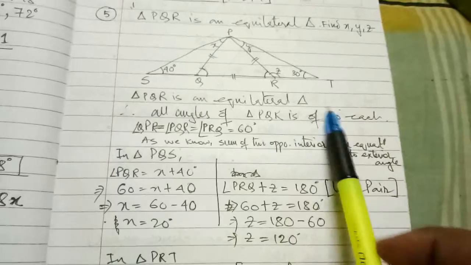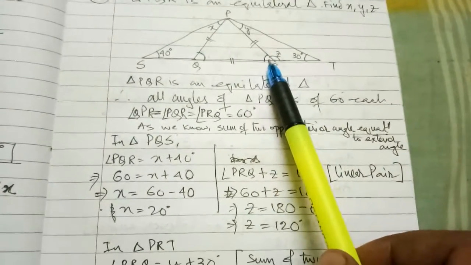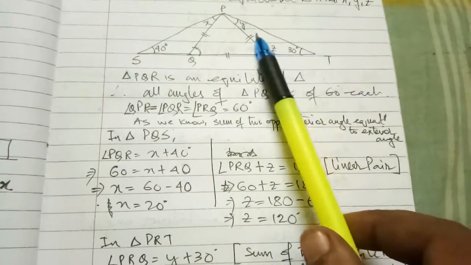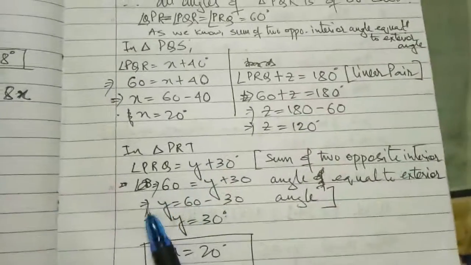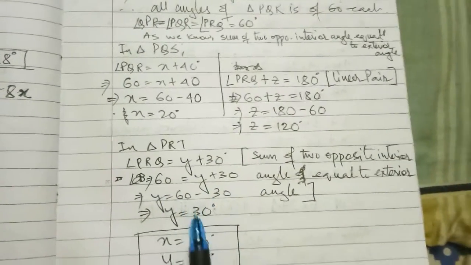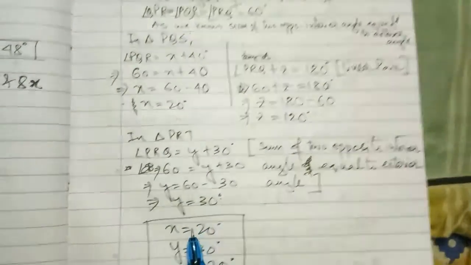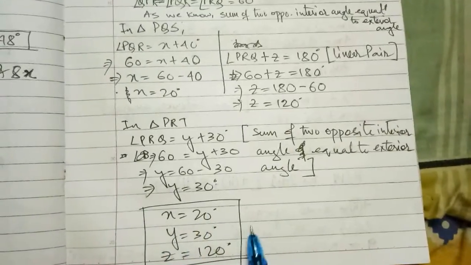Now again, in this triangle we have to find the value of y also. If this is the exterior angle, then these two are the opposite interior angles. Then we have got the same way, y equals 30 degrees. Then x equals 20 degrees, y equals 30 degrees, z equals 120 degrees. Make it in a box.